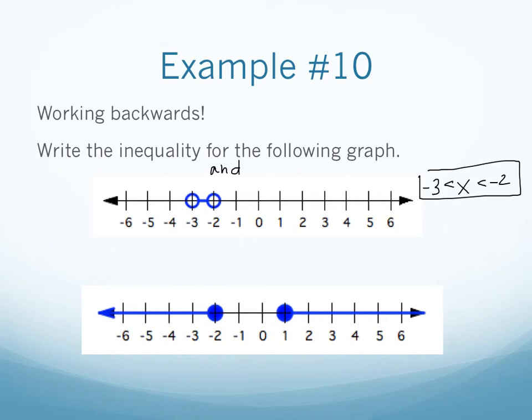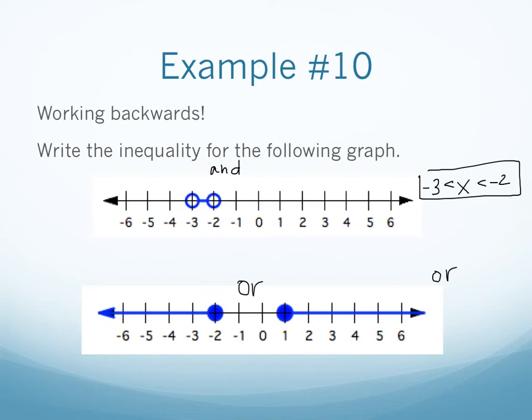The signs are always going to go in the same direction. They're always going to be less than signs. So and x is always in the middle. It's one double-sided inequality. Whereas the second one, shading is outside, so this is going to be an or. It's going to be something or something else.